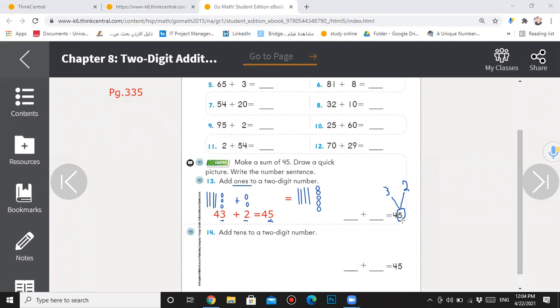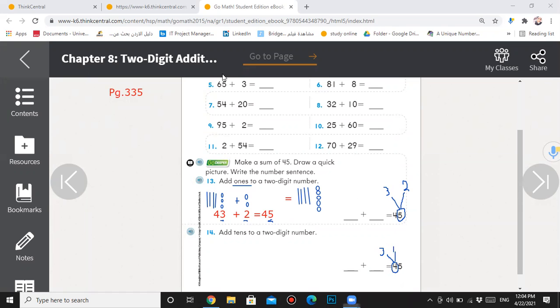That's it. When they ask me to add by ones, I decide which two numbers I add together that will give me the ones. Okay, add tens to a two-digit number. Now tens: go to this digit and figure out which two numbers, if I add them together, will give me 4. So maybe it is 3 and 1. I'm going to take 3 and 1. It's up to you, guys.